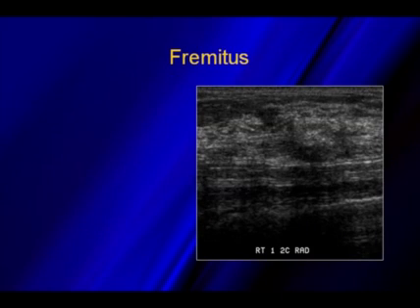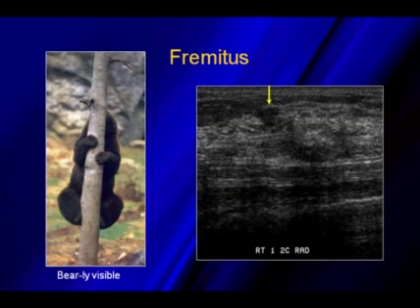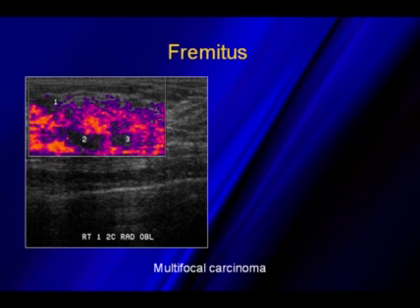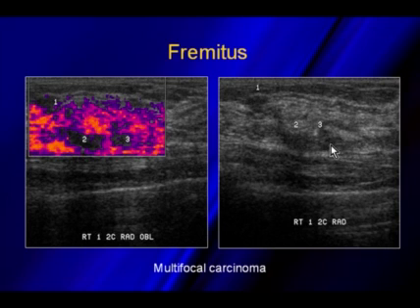Looking at this particular lesion, this patient came in with a palpable lump. You can see this small nodule right here. These are what we call barely visible lesions. But in doing fremitus on this small area, what we noticed was this patient also had multifocal disease, and you can see the bridging through the ductal system on this multifocal disease, and fremitus was very helpful in making the diagnosis of that.